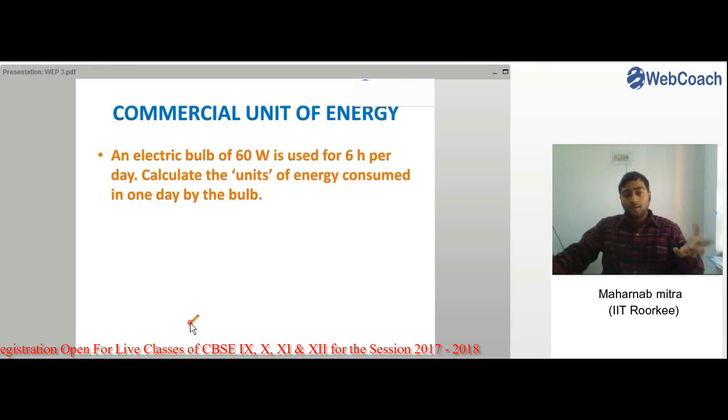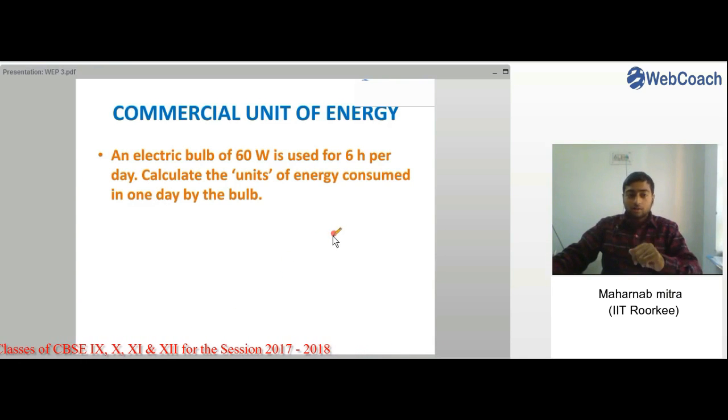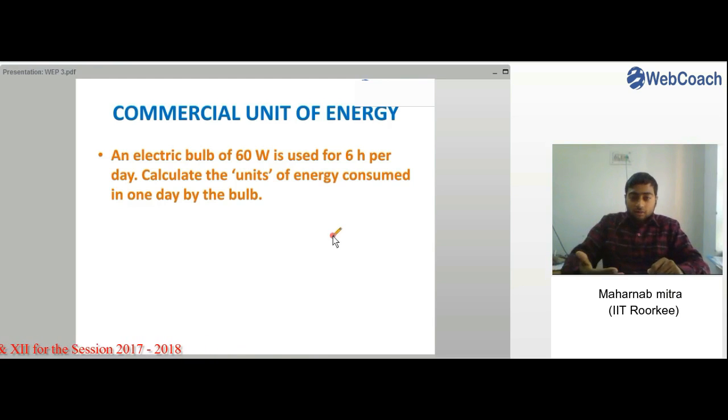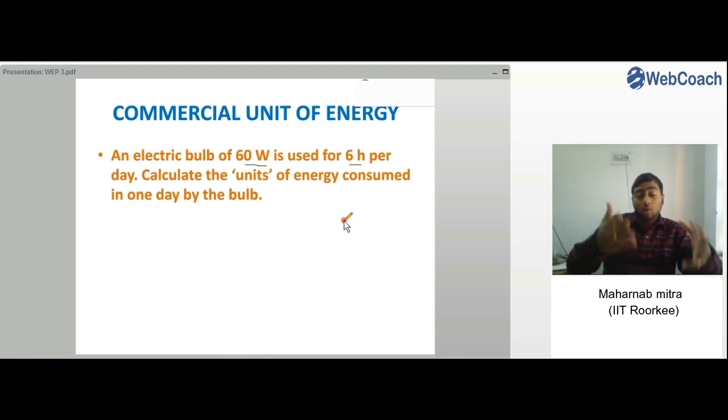So let's solve one question based on this. An electric bulb of 60 watt is used for 6 hours per day. Calculate the units of energy consumed in 1 day by the bulb. So you can see we are given watt and hour. So if we convert watt into kilowatt and multiply it with hour, you will get the units in kilowatt hours, right? So you know what to do here. You can find the energy in kilowatt hour, and then you can convert it into units. And you actually don't need to convert, you just write units in place of kilowatt hour because both of them are the same.